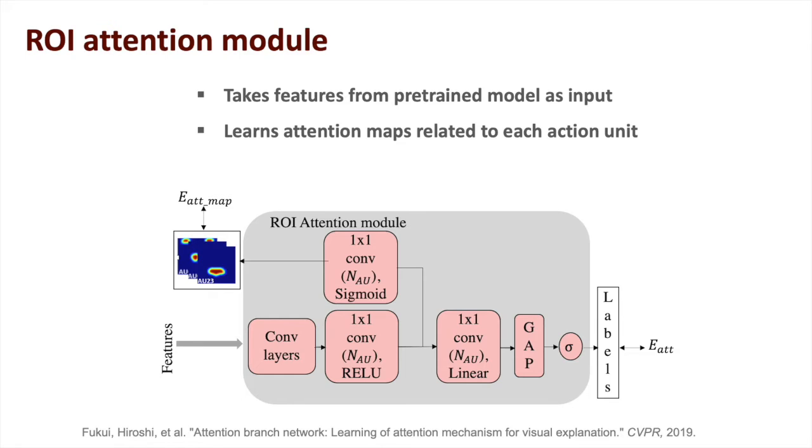The ROI attention module is built on the concept of attention branch networks. The module takes features as input and learns attention maps for each action unit along with the labels associated with the face image. There are two loss functions associated with this module. In the first loss function, we provide supervision on the attention map. The ground truth for the attention map is created using facial landmarks. The second loss function is for the labels, where a combination of cross-entropy loss and Tversky loss is used for providing supervision for the labels.